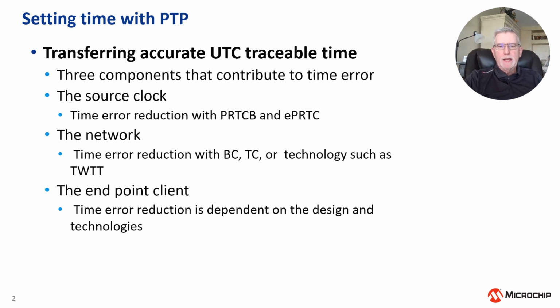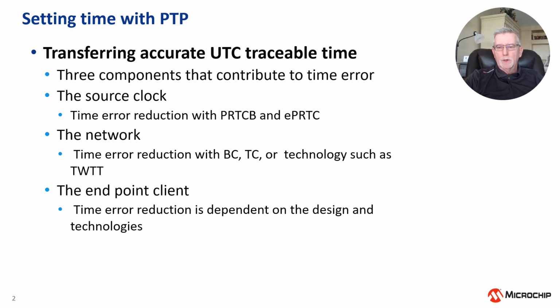When we transfer accurate UTC traceable time, there's three components for time error. The first is the source clock. The closer the source clock tracks to UTC, the more we can allocate the error budget for time transfer to the network itself. So time error reduction within the source clock itself is an important concept related to time transfer.